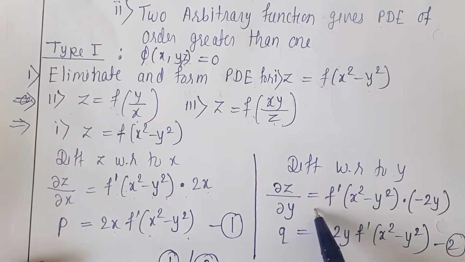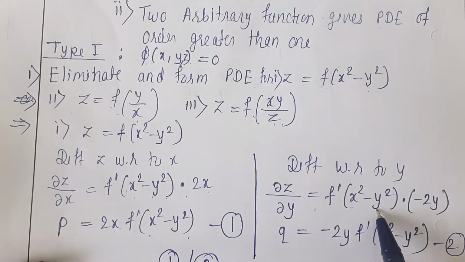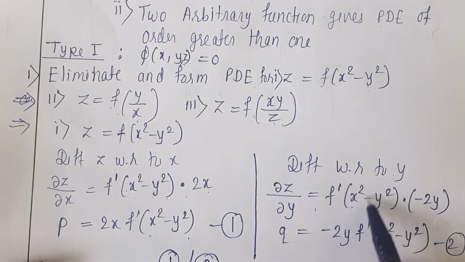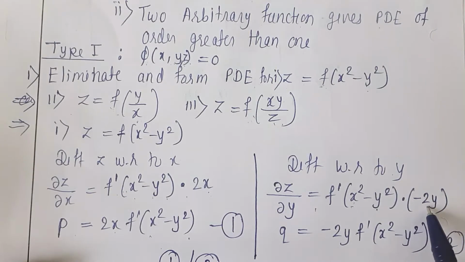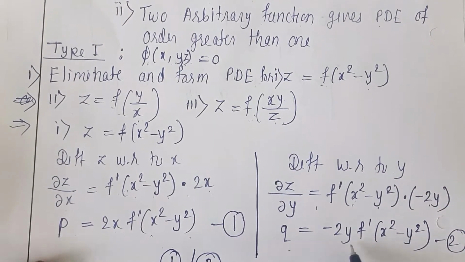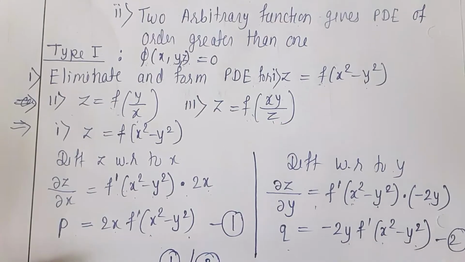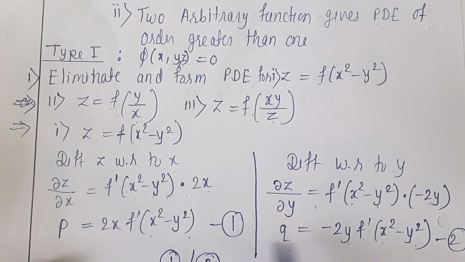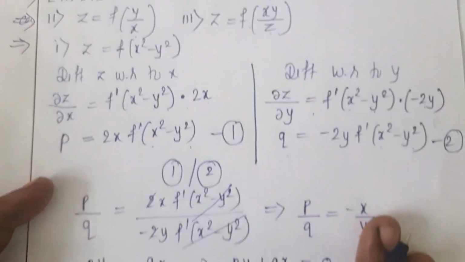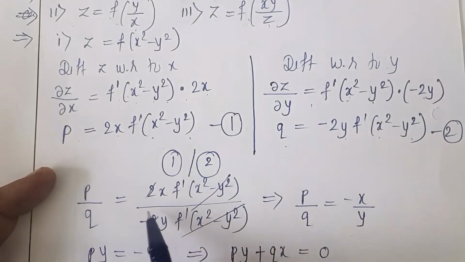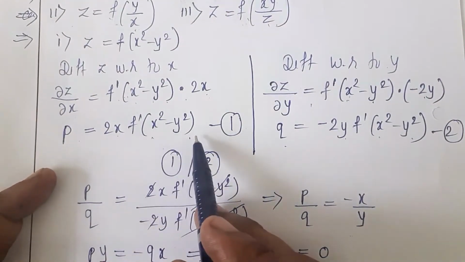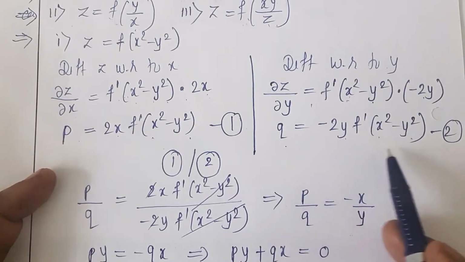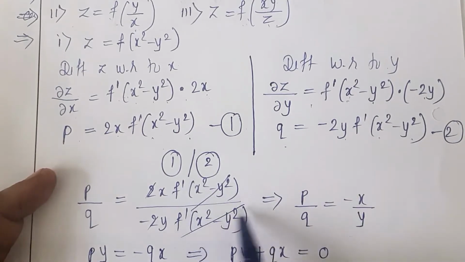Second, differentiate with respect to y. So del z by del y is equal to f dash of x square minus y square multiplied by the derivative of x square with respect to y, which is 0, and the derivative of minus y square with respect to y is minus 2y. So q is minus 2y f dash of x square minus y square. Now we divide 1 by 2, and we obtain p by q equal to 2x f dash of x square minus y square divided by minus 2y f dash of x square minus y square.